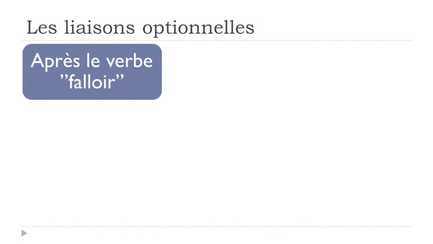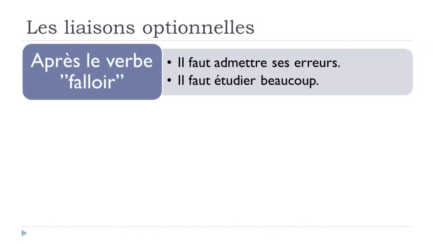Same thing with the verb falloir. Il faut admettre ses erreurs. Or then, if you want to make the liaison, il faut admettre ses erreurs. Il faut étudier beaucoup. Or, with the liaison, il faut étudier beaucoup.